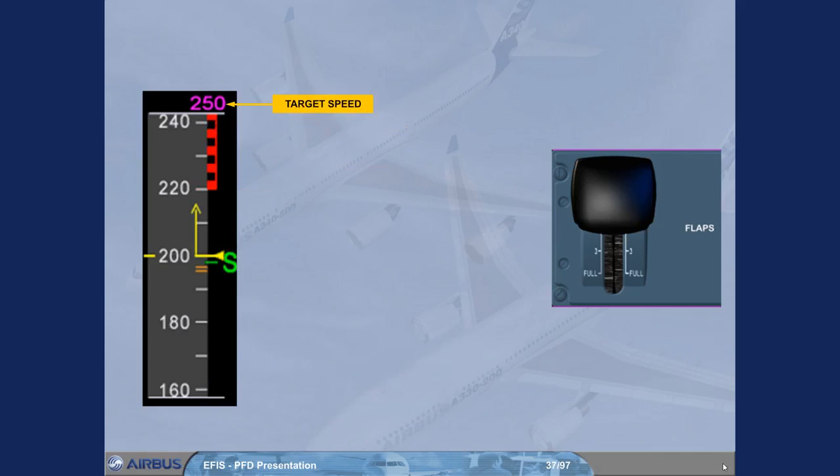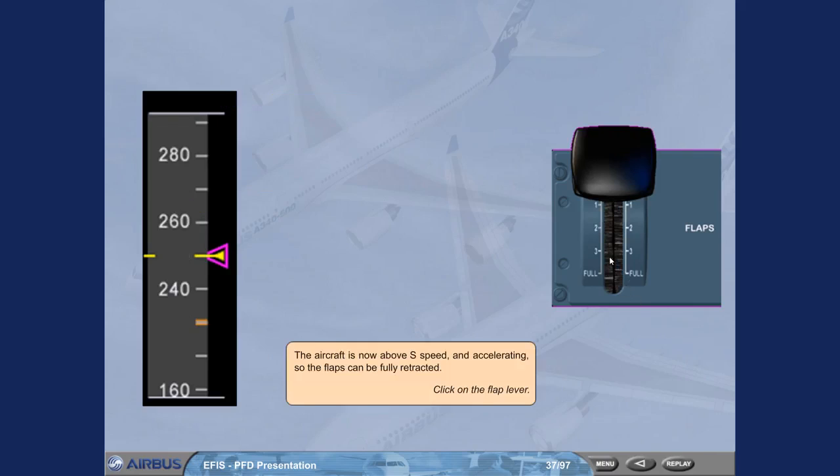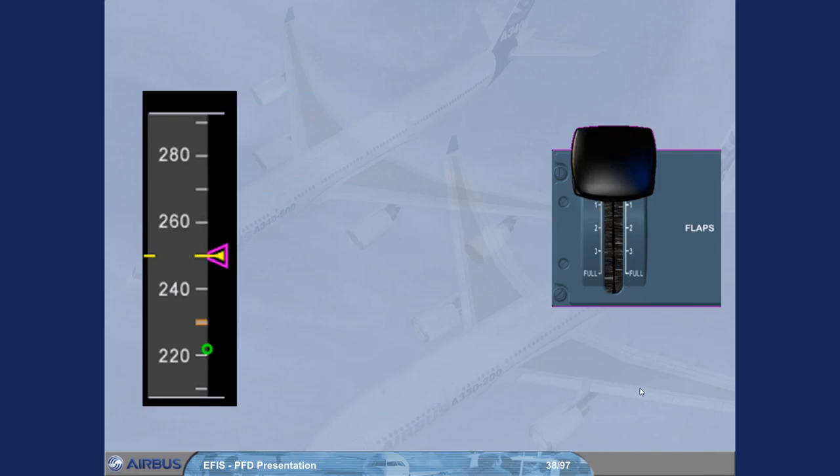The aircraft is now above S speed and accelerating, so the flaps can be fully retracted. Click on the flap lever. After flap retraction, the aircraft is clean, therefore no VFE is indicated. The aircraft stabilizes at 250 knots. Notice that the target speed is in line with the speed reference line.